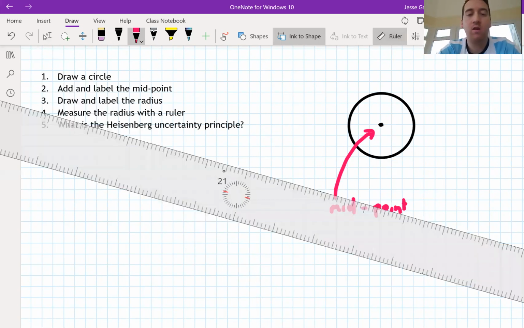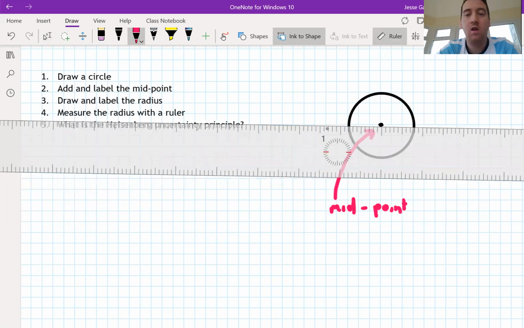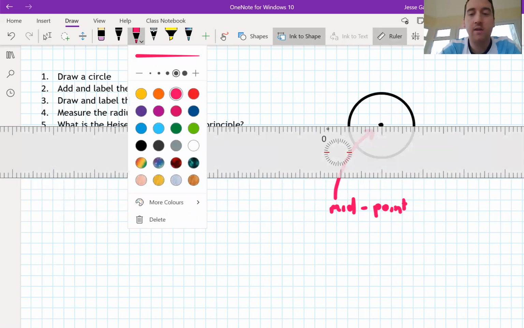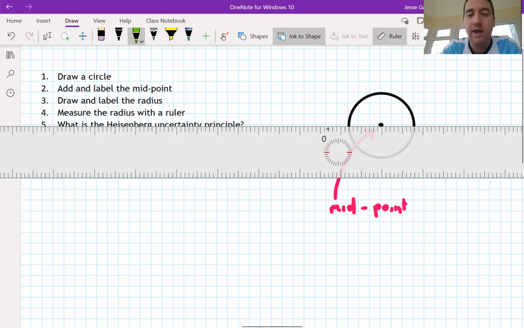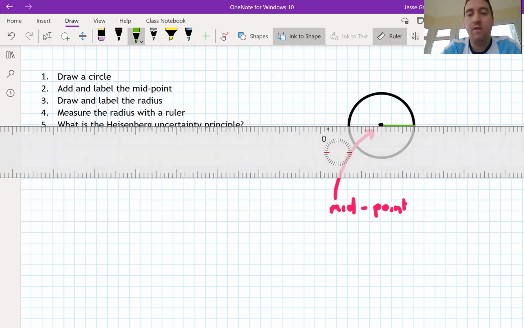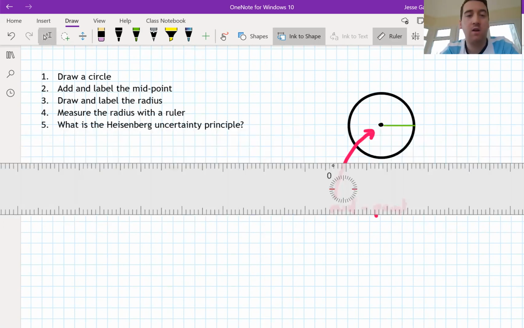So I'm going to take my ruler, the snazzy cool ruler, and I am going to draw a radius. I'm going to pick a different color. I'm going to do it in green, and I'm going to label it. For a radius, what you should have is a line which connects the midpoint to the edge of the circle. Oh, that's too thick. I'm going to make that a little bit narrower. A line that connects the midpoint to the edge of the circle. Now I've done that from the midpoint to the very right of the circle.